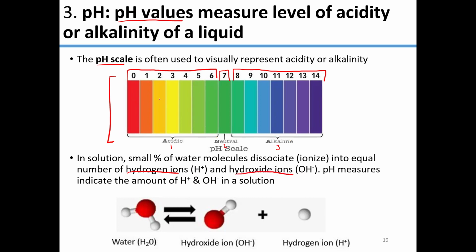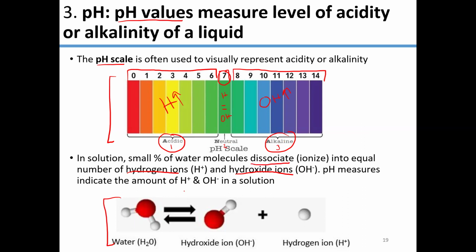So the more hydrogen ions we have, the more acidic something will be. The more hydroxide ions we have, the more basic something is going to be. The reason why we have a neutral range is because this part has an equal amount of hydrogen and hydroxide ions.